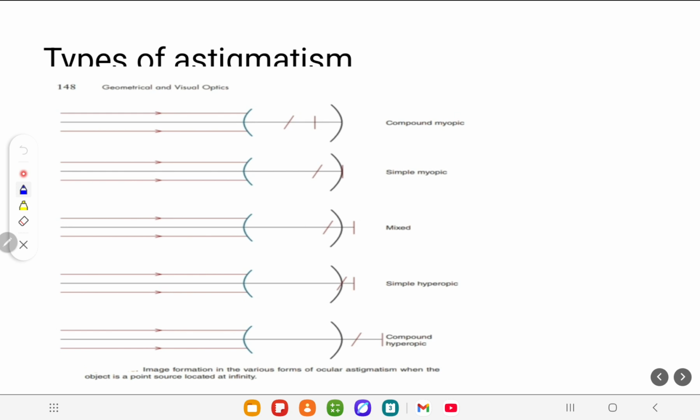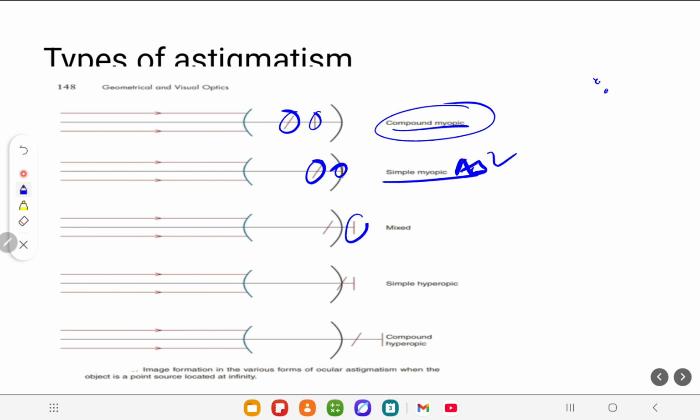And now the compound myopic. Basically, see, in hyperopia there is only one far point. In myopia there is only one far point. The only condition with two far points is astigmatism. So this is the far point, isn't it? This is the far point. If both far points are in front of the retina, then it's compound myopic astigmatism. If one far point is at the retina and one far point is in front of the retina, it's called simple myopic astigmatism. If one far point is behind the retina and one far point is in front of the retina, it's called mixed astigmatism. One far point at the retina and one far point behind the retina.